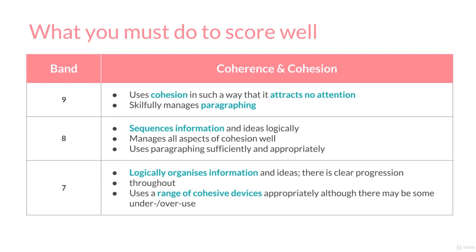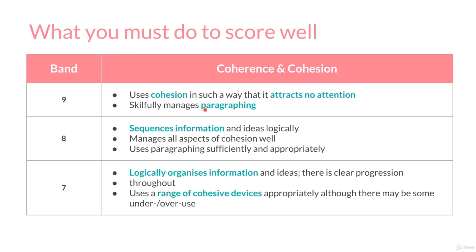What about coherence and cohesion? That's our second band descriptor. To get a good score in this band descriptor, you have to make sure that when you use cohesive devices, they attract no attention. What this means is that you have to use the cohesive devices naturally. They should not feel like you're forcing them into your writing. They should appear naturally and fluently.